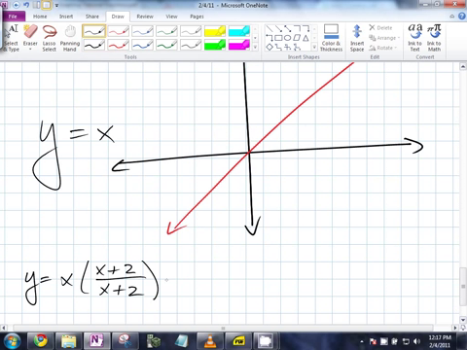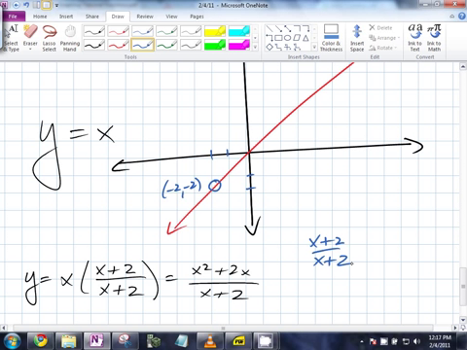Anybody want to guess what the graph looks like? It's the exact same thing except what? There's a hole at negative 2. That's the only difference. Why? x plus 2 over x plus 2. If I plug in any number besides negative 2, what does that equal? 1. When you multiply 1 by anything, what happens to that thing? Nothing. Stays the same. So when I add in x plus 2 over x plus 2, am I changing anything? No. All I'm doing is creating a hole.